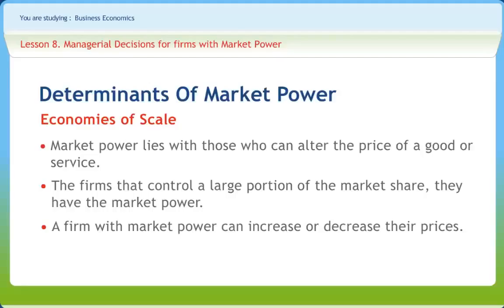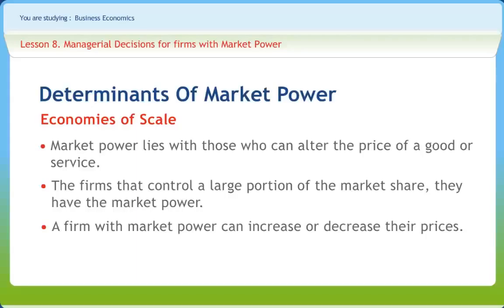Usually, a high rate of return on capital is an indicator of the use of market power. If demand and cost conditions permit, market power gives the firm the ability to raise price above average cost and earn economic profit. That is why it becomes necessary for the students of management studies to understand the process of managerial decisions for firms under market power.